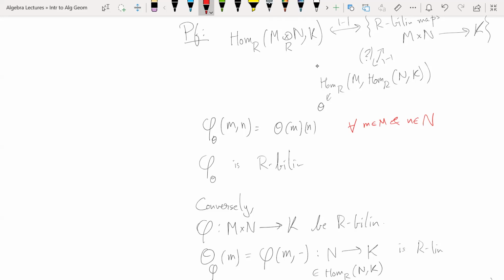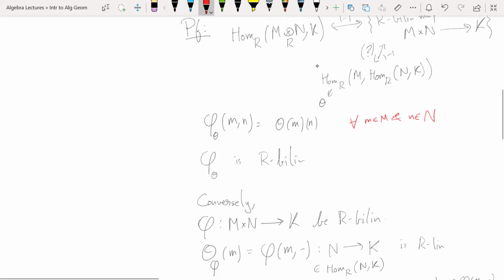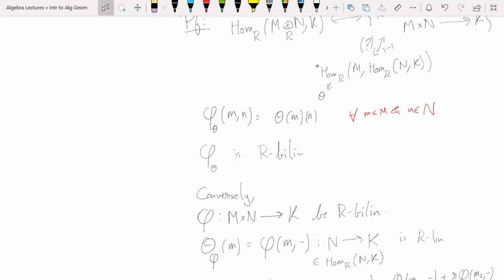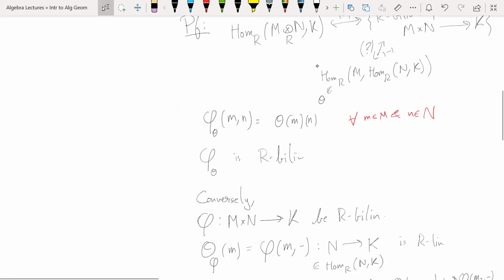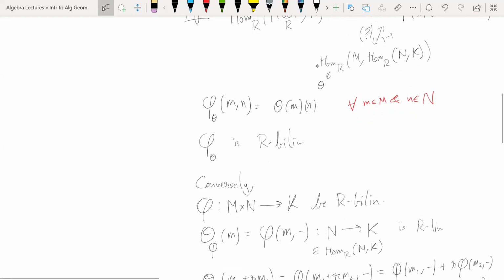So maybe this is what Swamedeep was saying. If you fix M, then you get an R-linear map from N to K. So maybe this is what Swamedeep was trying to say. Theta sub phi is a map from M to Hom(N, K), and then you have to check that this is R-linear.